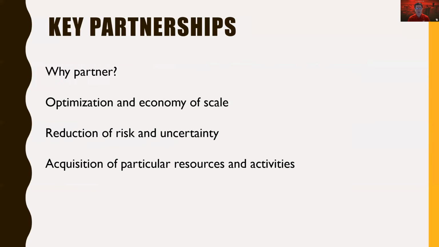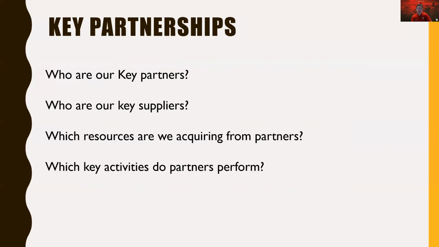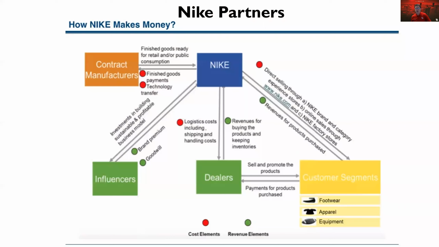Okay, why partner? Because you want to optimize your economy of scale, you want to reduce your risk of uncertainty, you want to acquire maybe particular resources and activities. And again, you have to ask yourself, who are our key partners, who are our key suppliers? A lot of this is about asking yourself questions. Here's Nike's, right? If you look at Nike, it's got influencers, dealers, and customer segments. It's got contract manufacturers. And so you can see how Nike makes money and who its partners are here in this little slide.